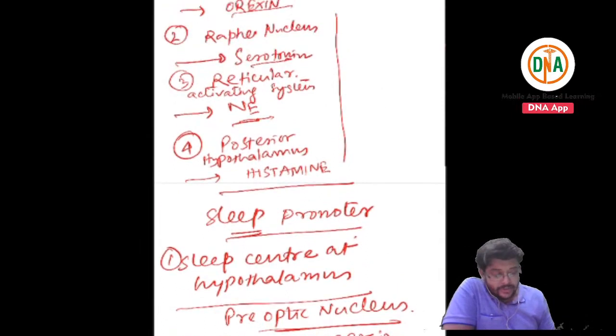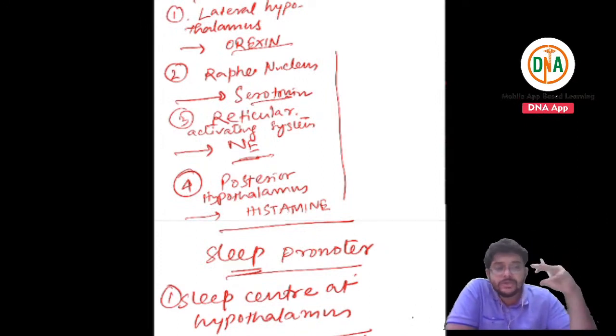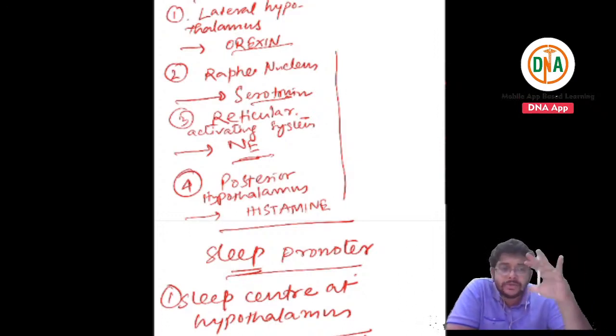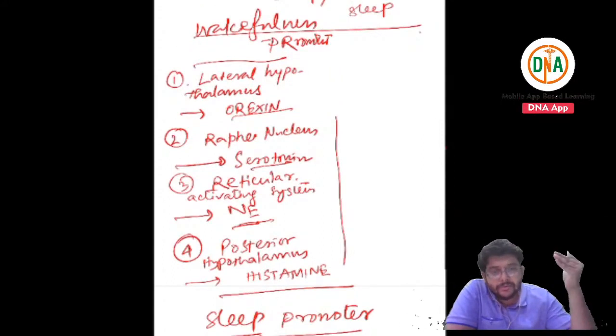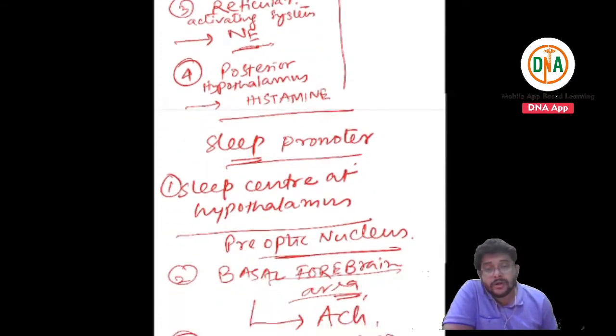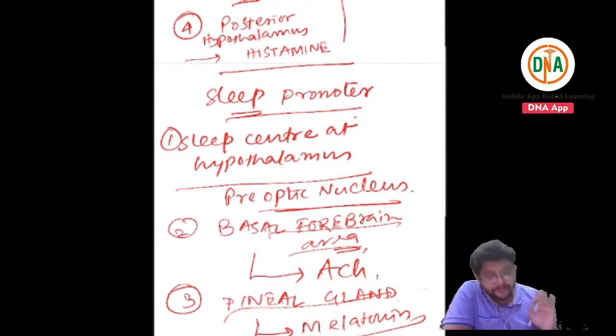If someone just asks you what is the neurophysiological basis, so you just write like this, that neurophysiological basis of sleep is still under research, but there are certain areas and neurotransmitters that we have understood. Sleep rhythm is dependent on the circadian rhythm or the day-night cycle, and these are the following brain structures and neurotransmitters which actually regulate the sleep, of which wakefulness is regulated by the lateral hypothalamus, raphe nucleus, reticular activating system, the RAS. This is the brain RAS, it's not the kidney RAS, something different. And posterior hypothalamus, and sleep promoter zone is the preoptic area of hypothalamus, basal forebrain and the pineal gland.